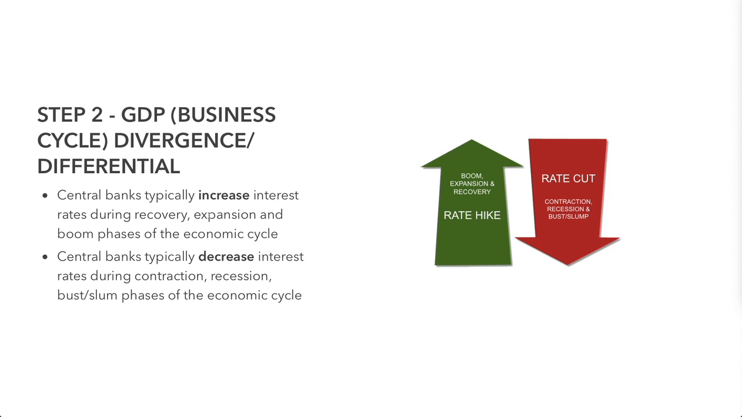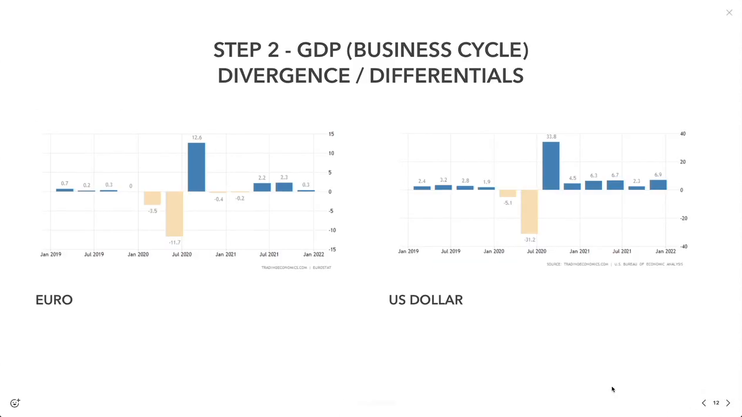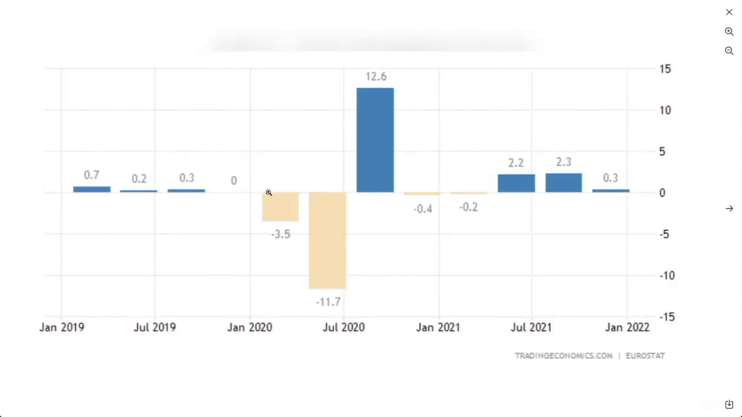All right. So, divergences and differentials. And it's not me saying this, by the way. It's not my theory. This is economic theory. This is the rules to the fundamental game. Here's an example of GDP business cycle, divergence and differentials. We're looking at the EUR/USD, the most traded Forex pair, and what happened over the whole of 2021.